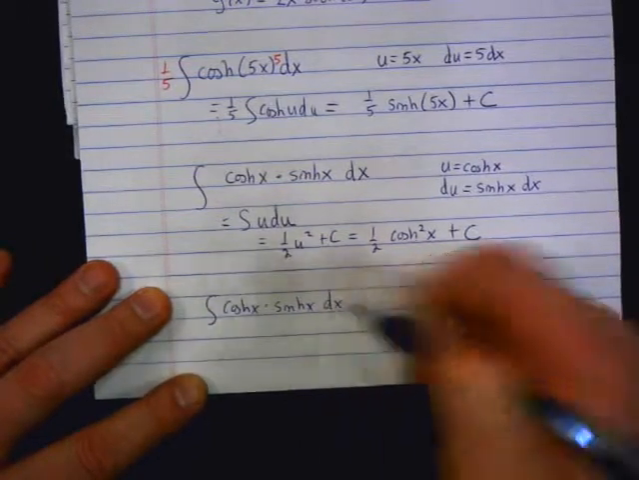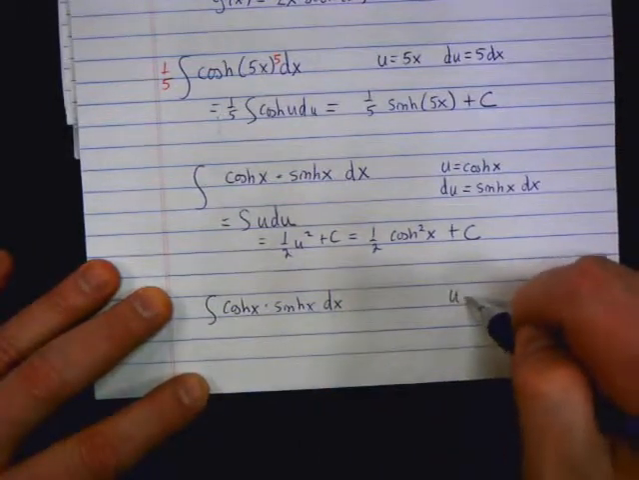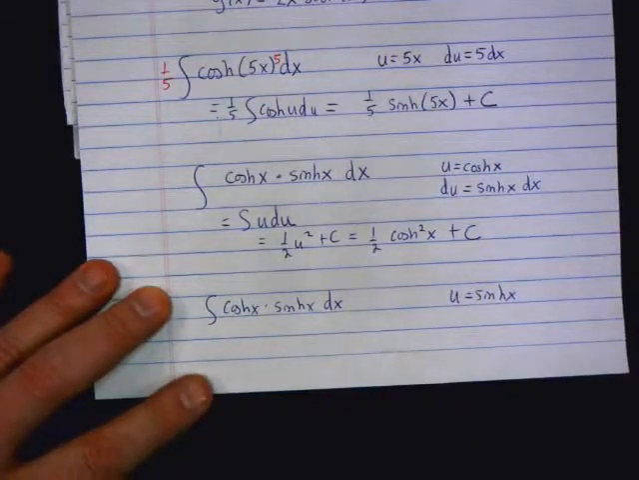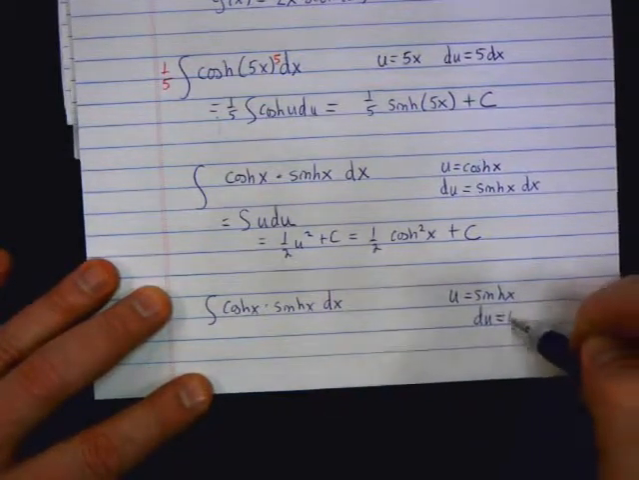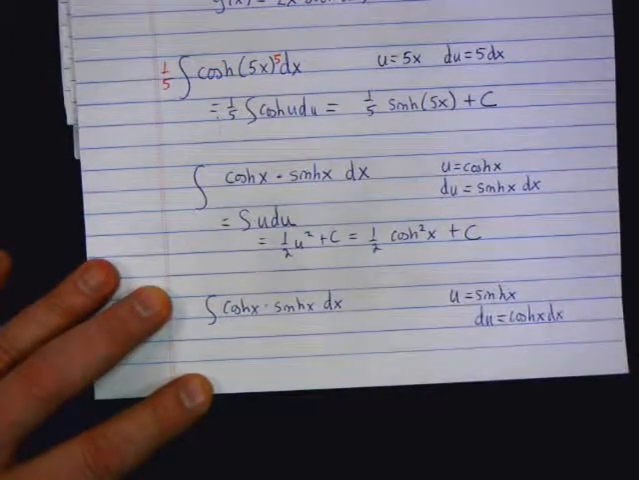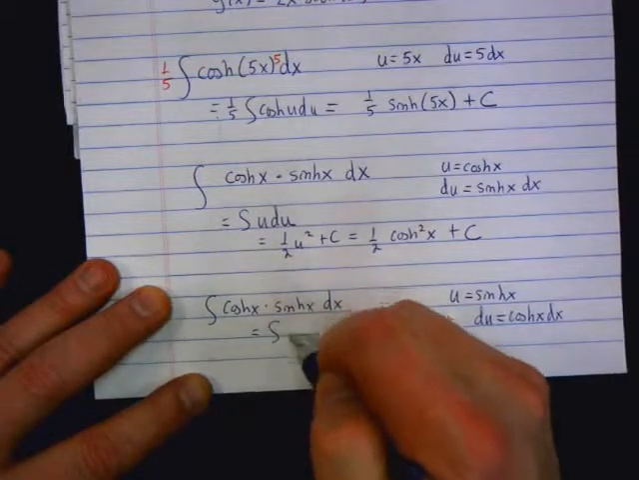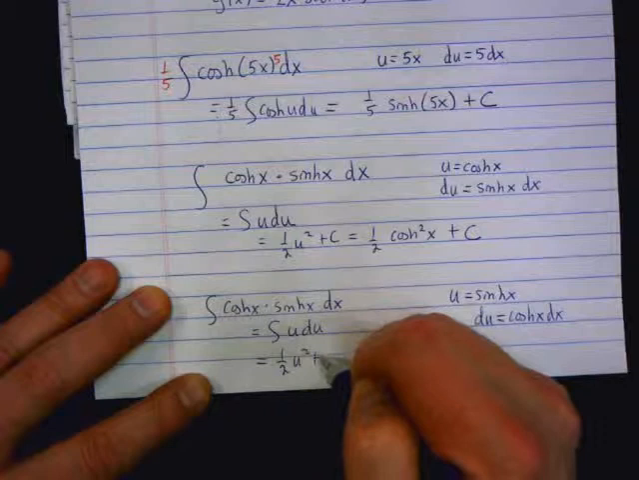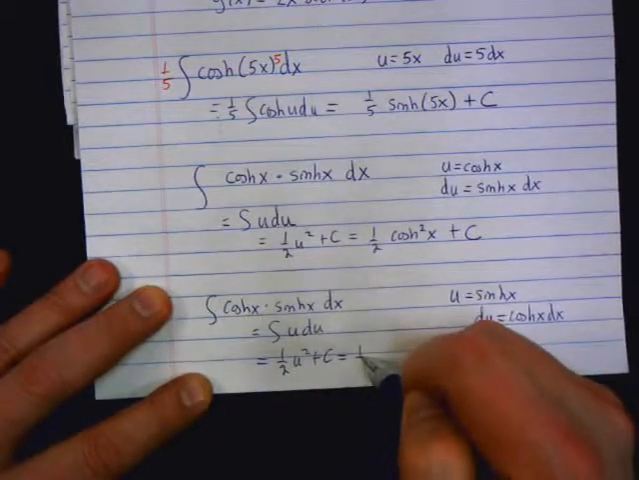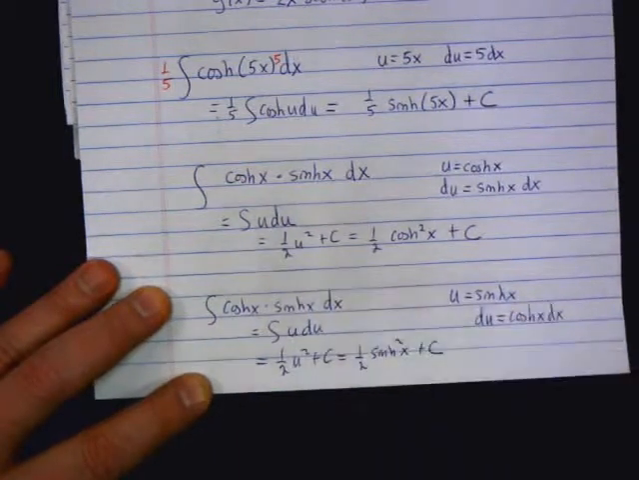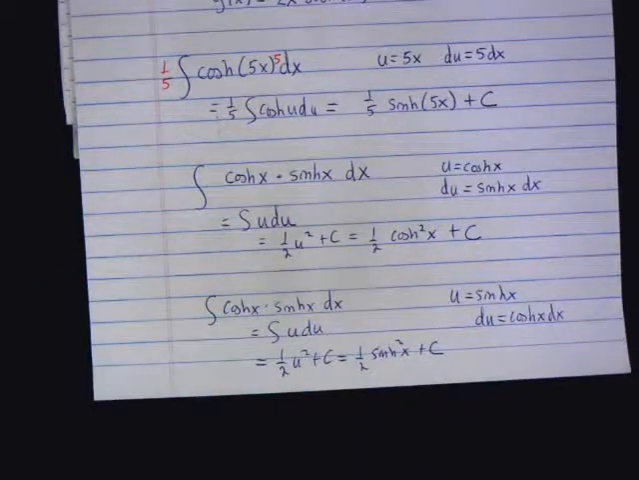Again, one of the nice things about dealing with hyperbolics is your minus signs. If we let u be hyperbolic sine, du would still be hyperbolic cosine. There's no little minuses to have to worry about. So this would still be the integral of u du, which would still be 1/2 u squared plus c. The only difference is we would get 1/2 hyperbolic sine squared. You have different C's, right?